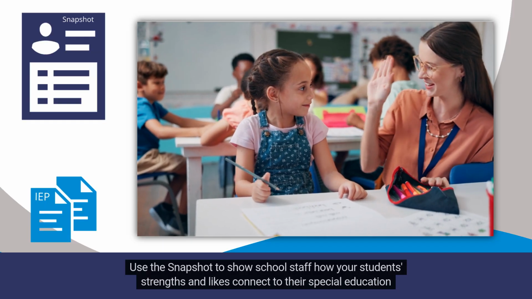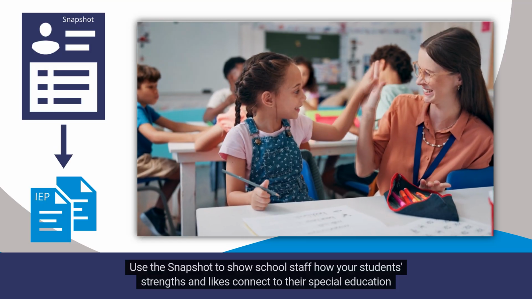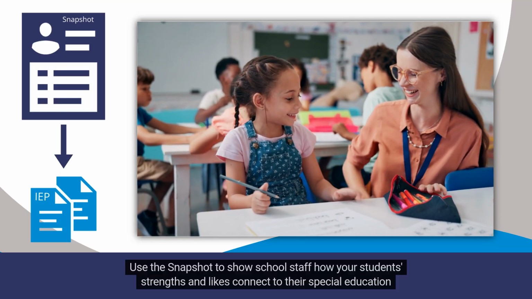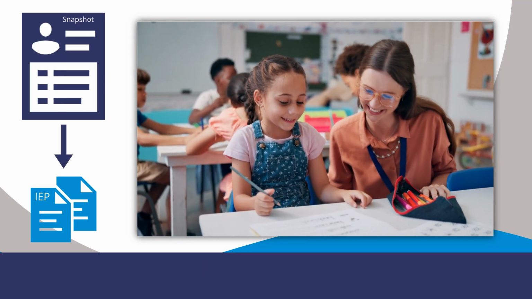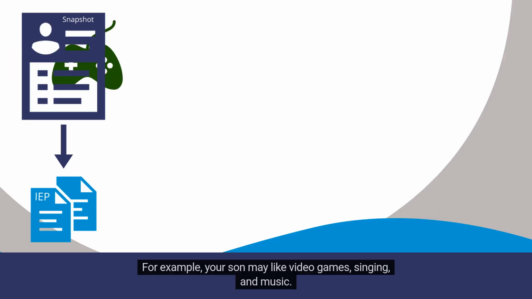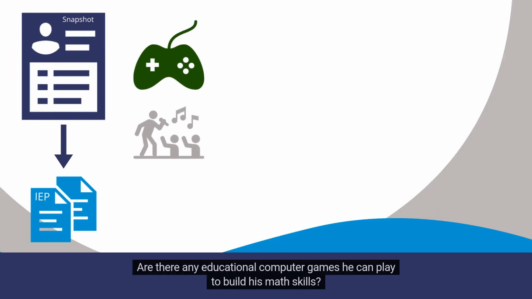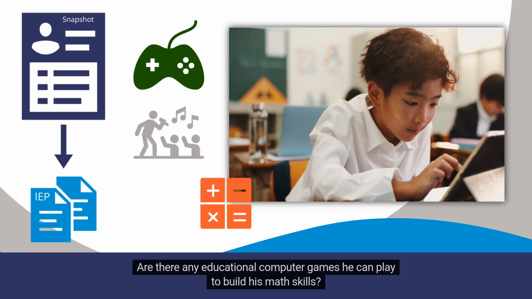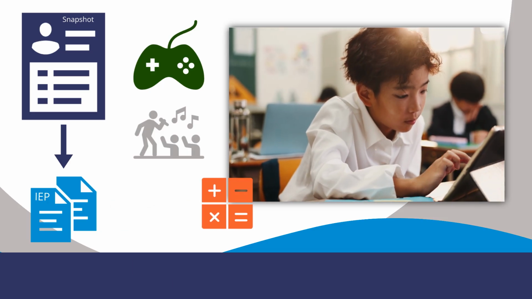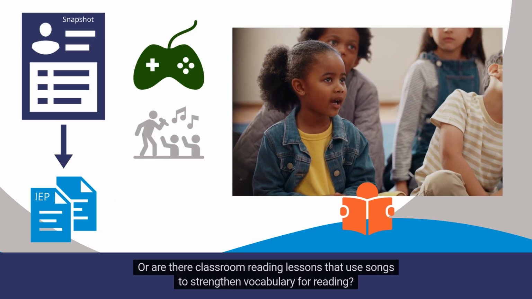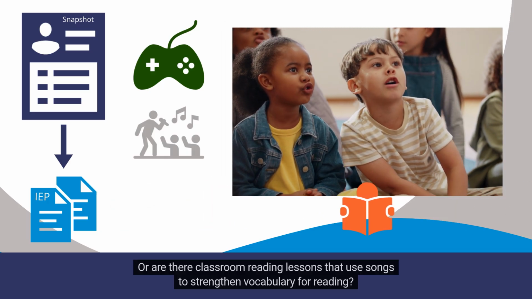Use the snapshot to show school staff how your student's strengths and likes connect to their special education programming and goals. For example, your son may like video games, singing, and music. Are there any educational computer games he can play to build his math skills? Or are there classroom reading lessons that use songs to strengthen vocabulary for reading?